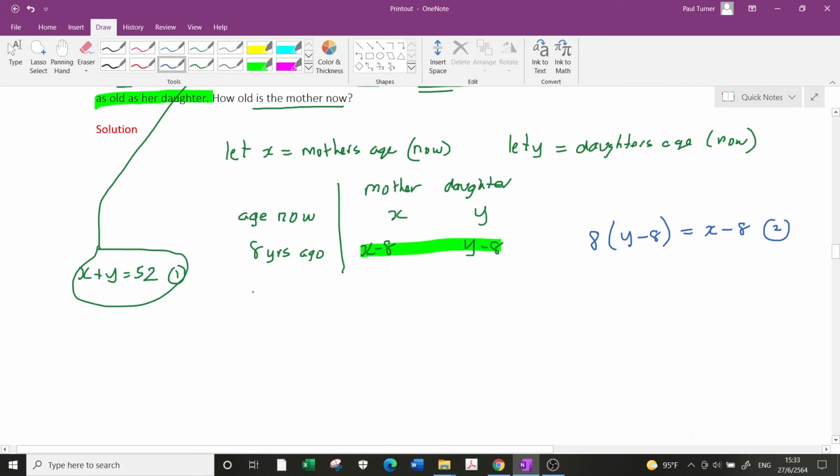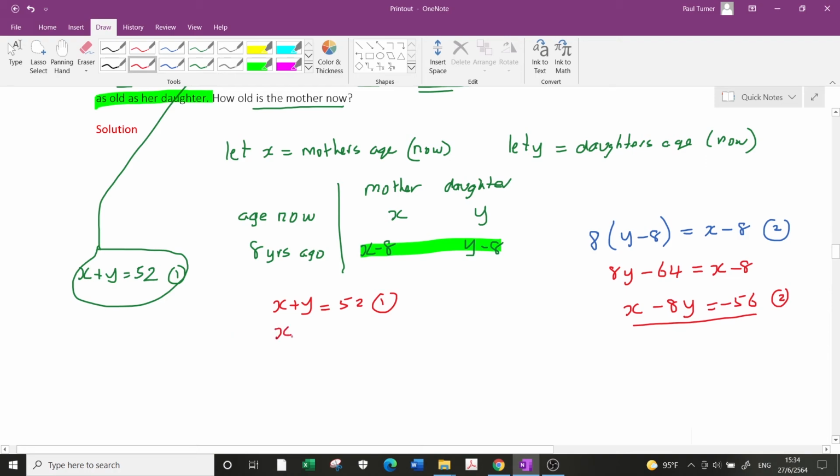So let's write our equations again in red. So we've got x plus y equals 52. I guess we should simplify this. So this would be 8y minus 64 equals x minus 8. So we're going to get x minus 8y equals minus 56 as the second equation. So we'll use this. So we'll write that here. X minus 8y equals minus 56 as equation 2.